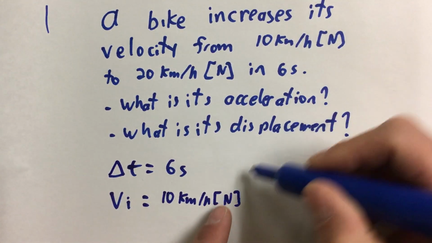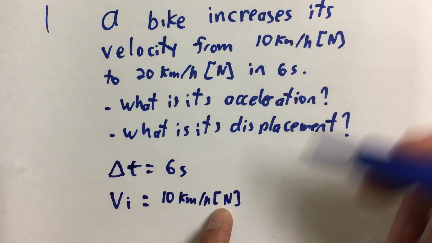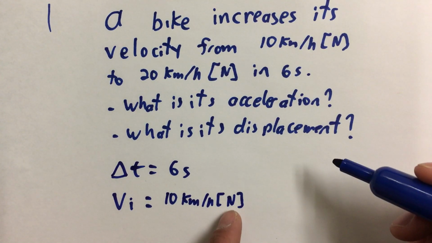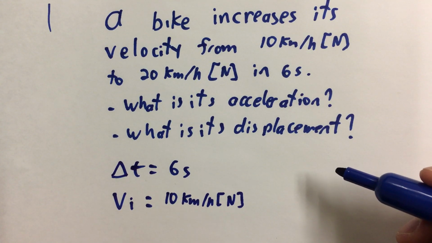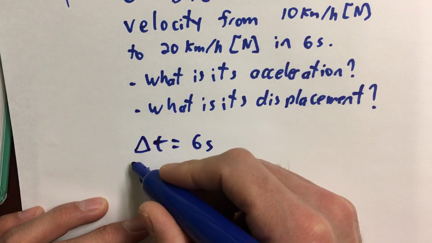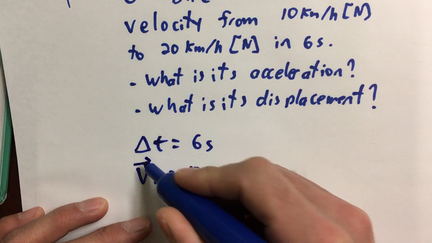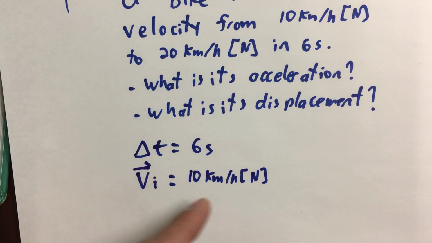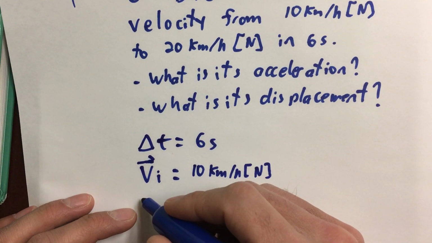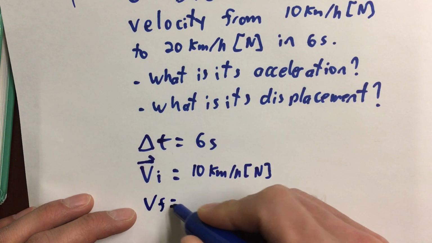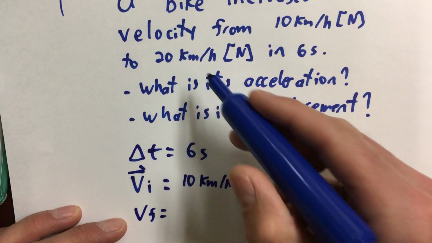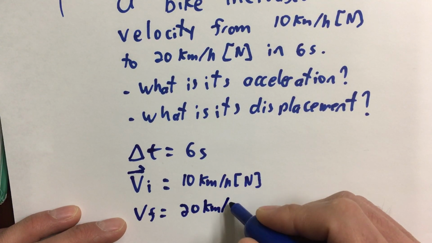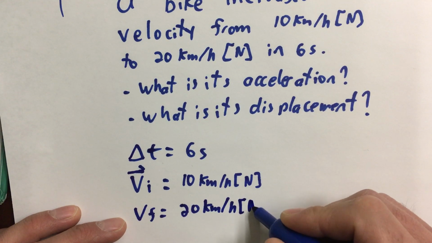Now, both of these are north, but get used to stating that because sometimes that velocity is going to change, and when it does, that changes everything. So always state the direction along with your vector. Remember, your vector is any quantity that has both magnitude and direction. Our final velocity is 20 kilometers per hour. And that's north as well.